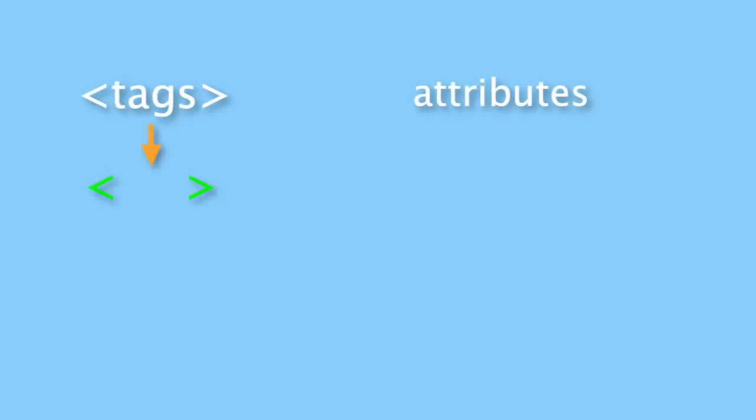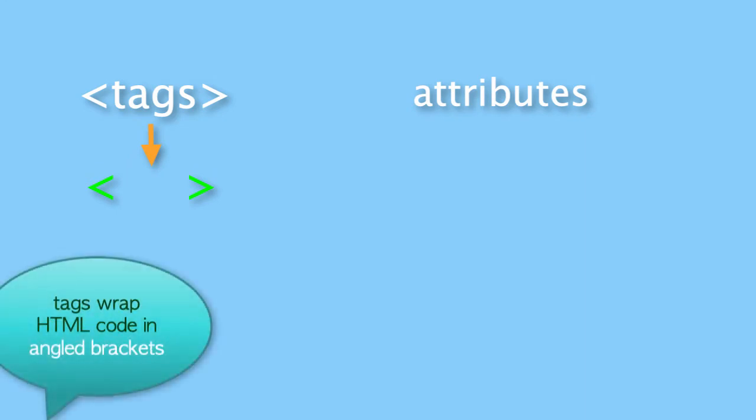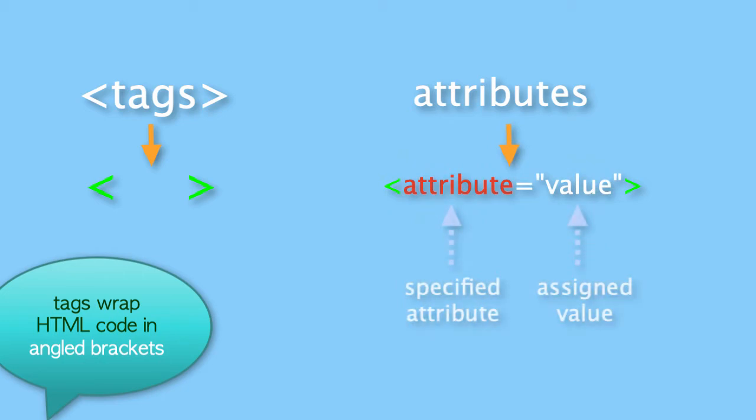HTML relies on two elements to properly function: tags and attributes. Tags are used to denote the beginning of an HTML element and are often enclosed in angled brackets. Attributes contain additional pieces of information and are located within the HTML tag or a group of tags.